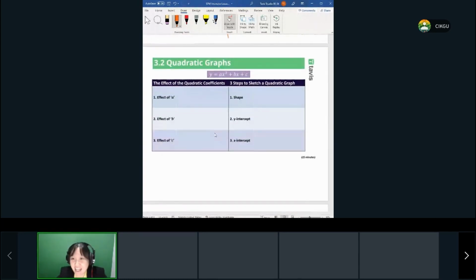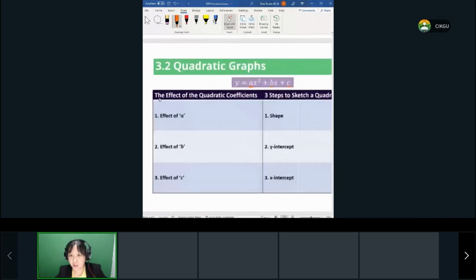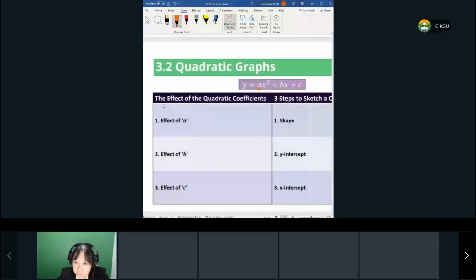Okay, quadratic graph. Coming back to this, ax squared plus bx plus c. The effect of a, b, and c. How do these three values affect the graph? You have to know. So I put this into a small table to summarize everything for you. Okay, a, what is the effect of this value of a?